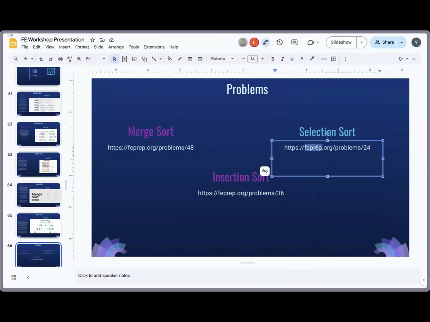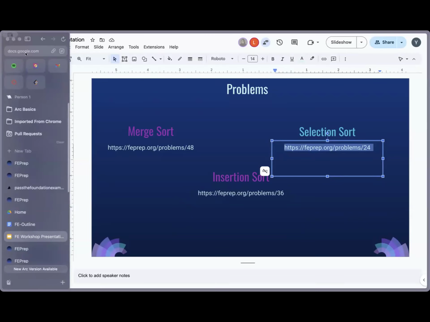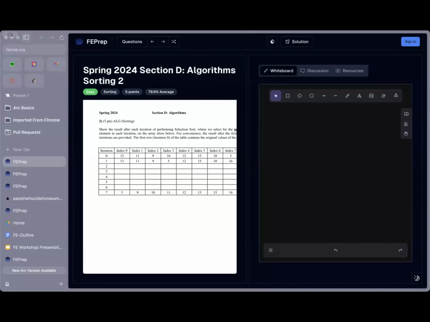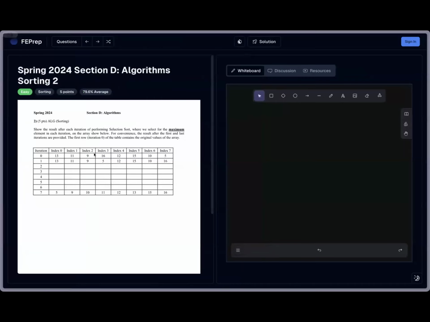Next one is going to be a selection sort. For this one, I want you guys to pay attention to one thing: we select for the maximum element in each iteration. So we're going to be performing the selection sort where we select for the maximum element in each iteration.